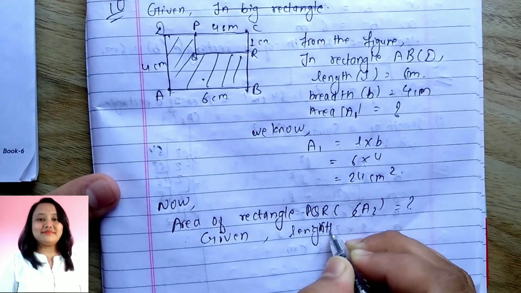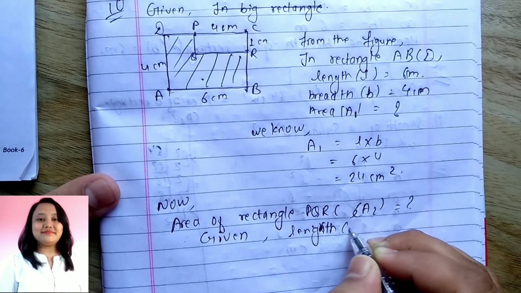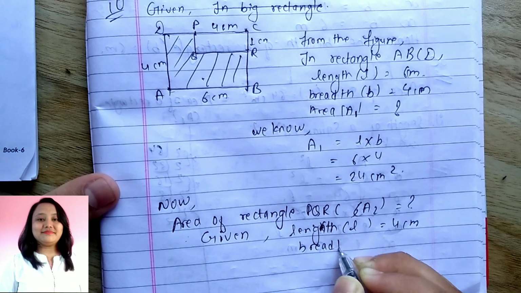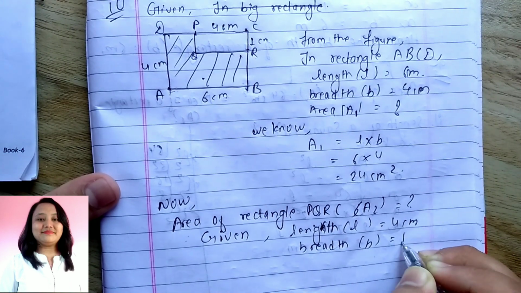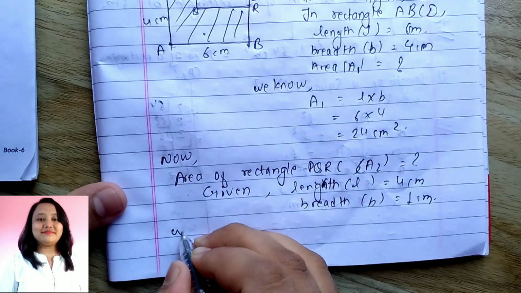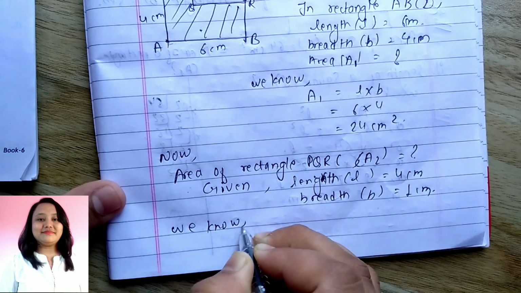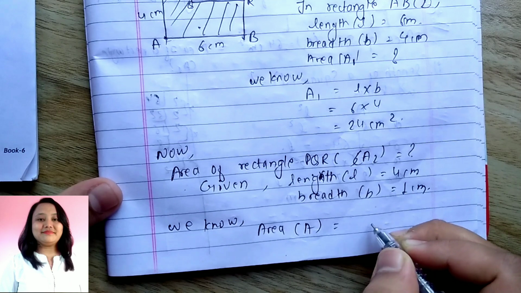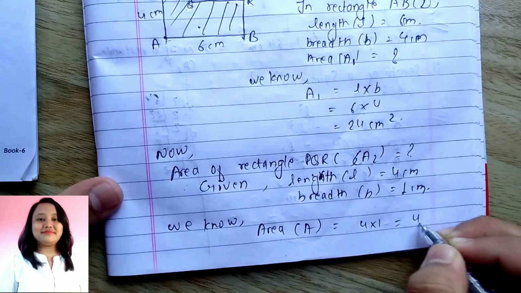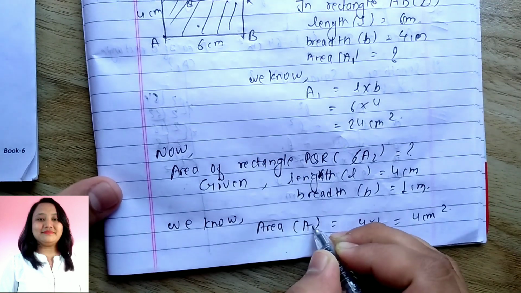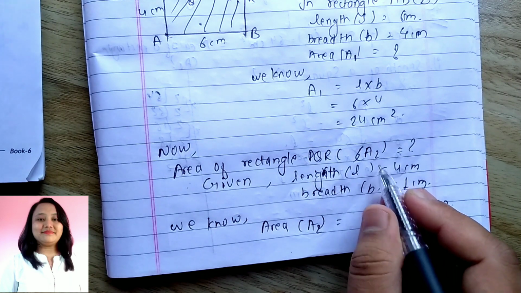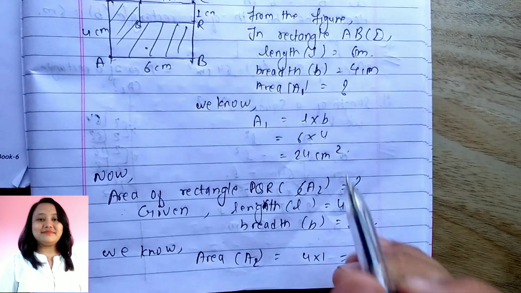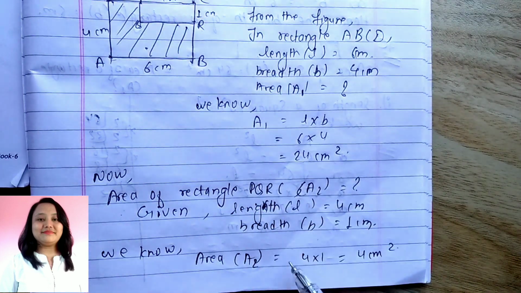Length L equals 4 centimeter and breadth B equals 1 centimeter. We know area A equals L into B, 4 into 1 equals 4 cm square. So this is A2, because we have denoted it here as A2. Area A2 equals 4 into 1, 4 cm square. Now we have both the values of A1 and A2.